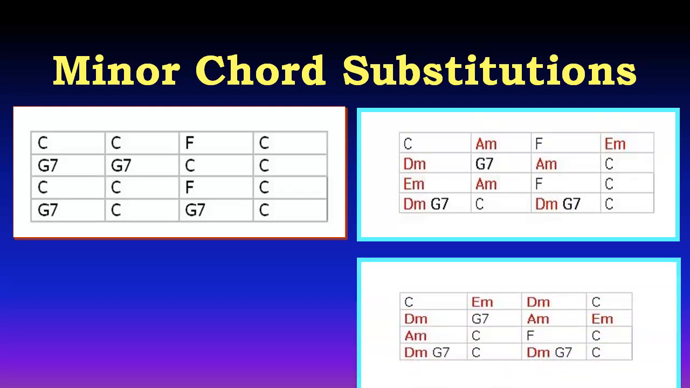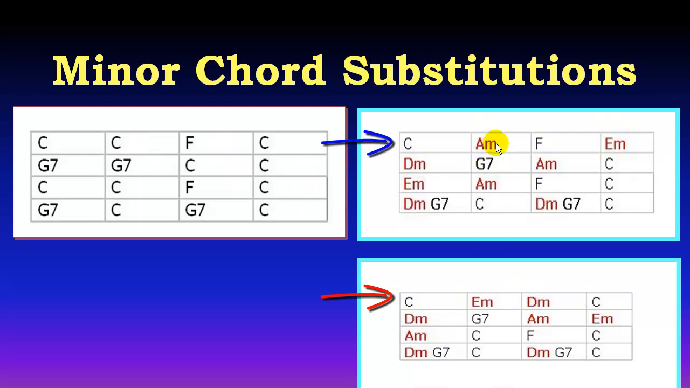This one is done by my student. And what has she done? Let's just look at the first line. The first line, she has C, E minor, D minor, and C. And she substituted E minor for the C chord, the D minor for the F chord.